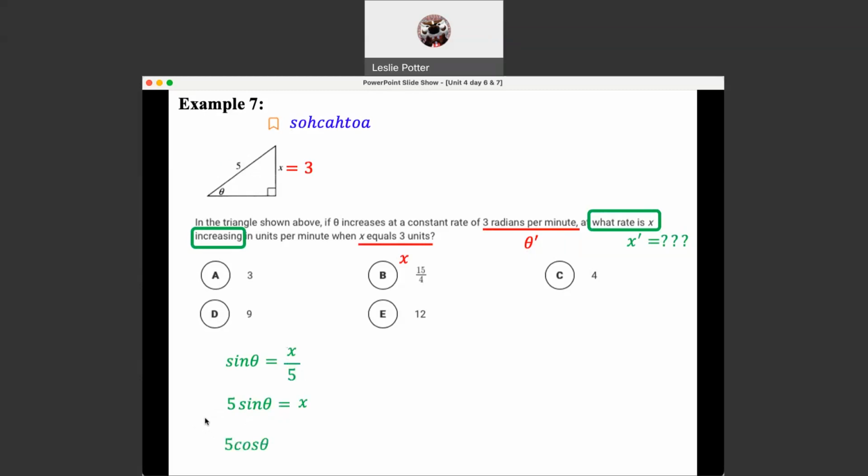Let's take a look at that. Okay, so 5 sine theta, the derivative is 5 cosine theta times theta prime. And then the derivative of x is 1 x prime. So there's my related rate expression. And it looks like I need a cosine, huh?